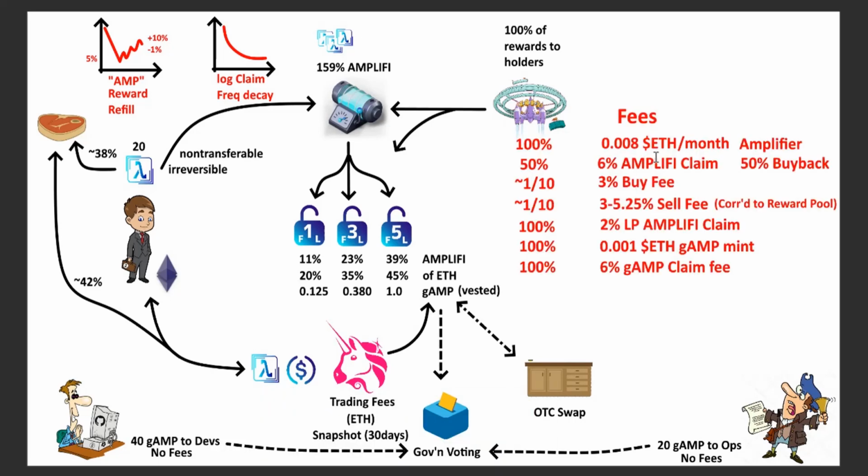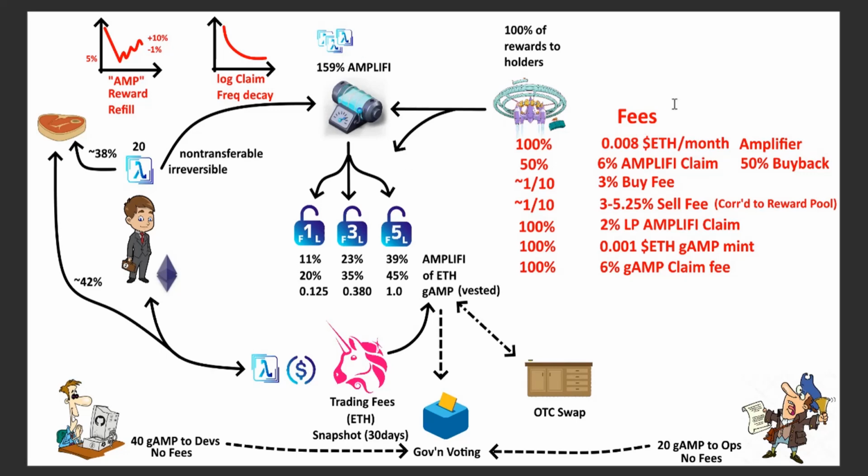Okay, now let's talk about the fees. There's a lot here, so let's go through them carefully, and I'll talk about everything about these fees. Okay, there's a lot of them. Okay, so everyone who has an amplifier has a monthly fee of 0.008 ETH. So if you have an amplifier, whether it's fused or not, you need to pay this upkeep, and if you don't pay this, then you don't get to claim.